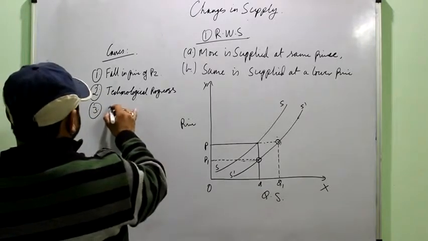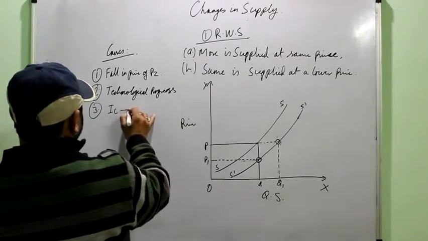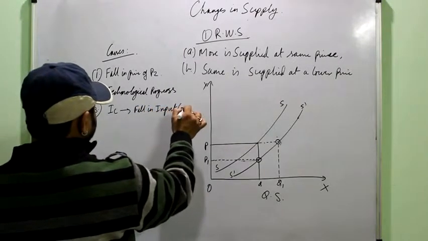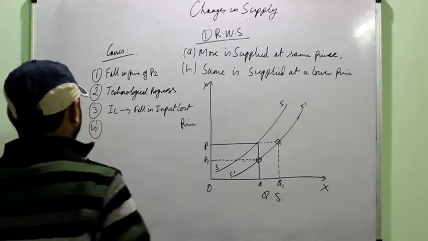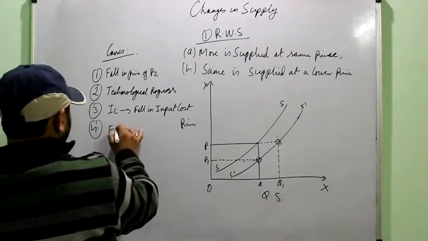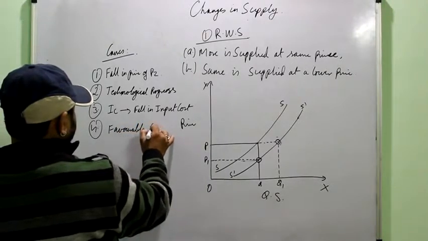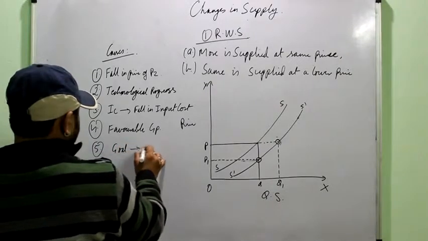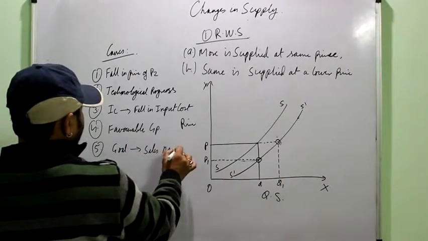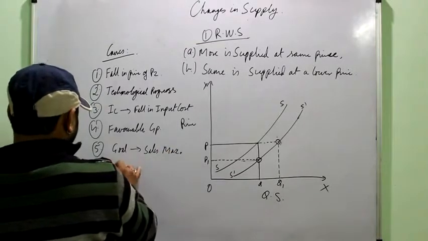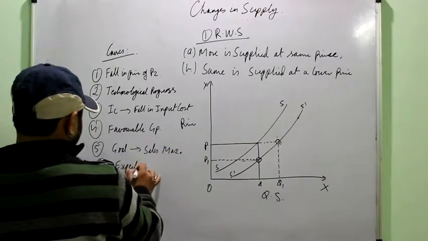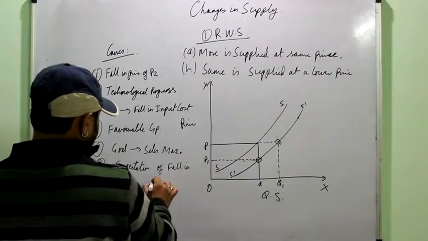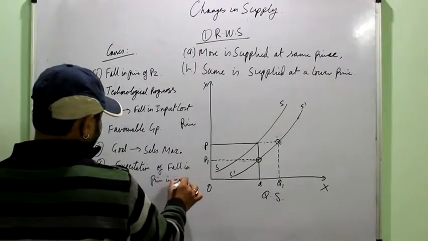Third is the input cost, so a fall in the input cost. Then next is favorable government policy. Then the goal of the firm becoming sales maximization, and expectation of a fall in price in the near future.